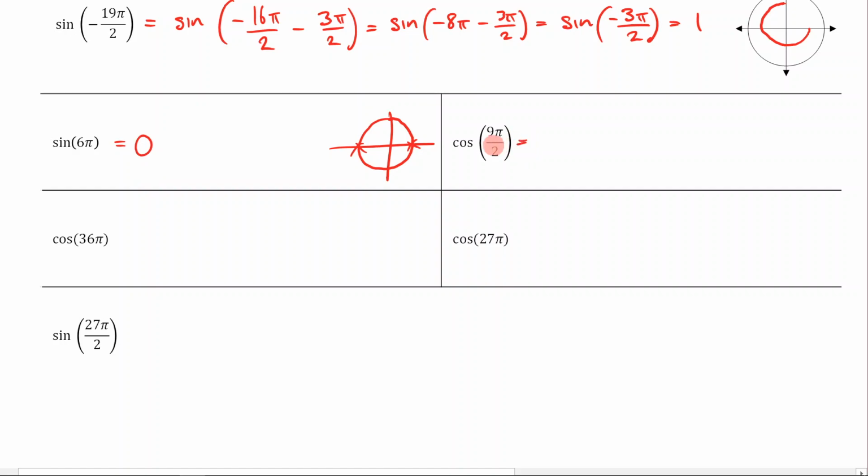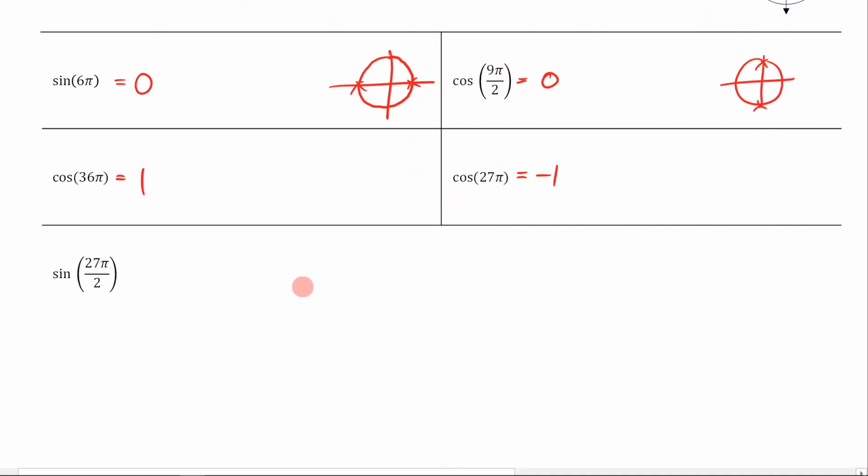So too over here, if I'm given cos of anything over 2, and it's 9 pi on 2, I know that it's going to take me either here or here, and I know that cos is only true when I'm on the x axis, so that means this is going to be 0 as well. Then I could come over here and say, well, this is just 36 pi, and because it's even, I know it's just going to be 1, because I'm going around 2 pi, 4 pi, 6 pi, 8 pi, 10 pi. All my even numbers are at the 1 point right there. And that means if I've got an odd number here, it's going to be negative 1.